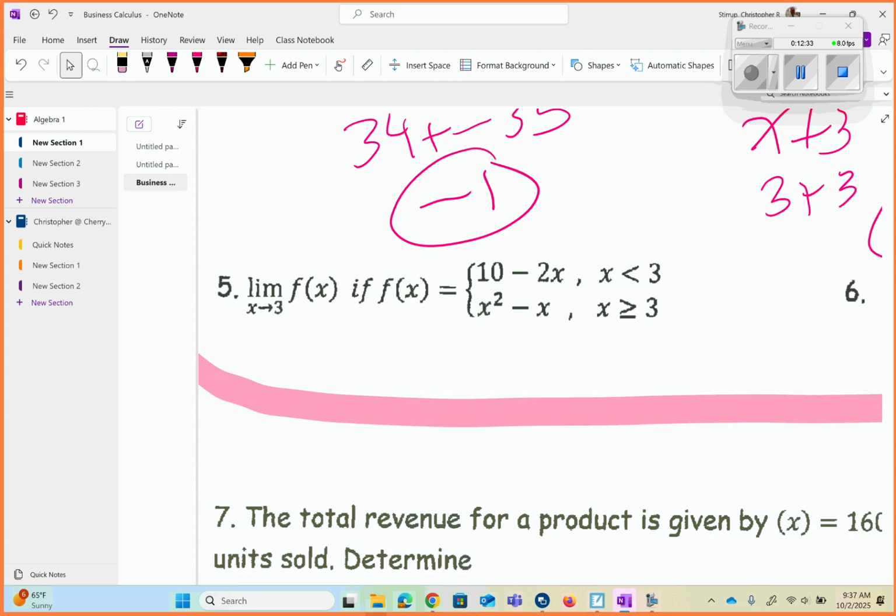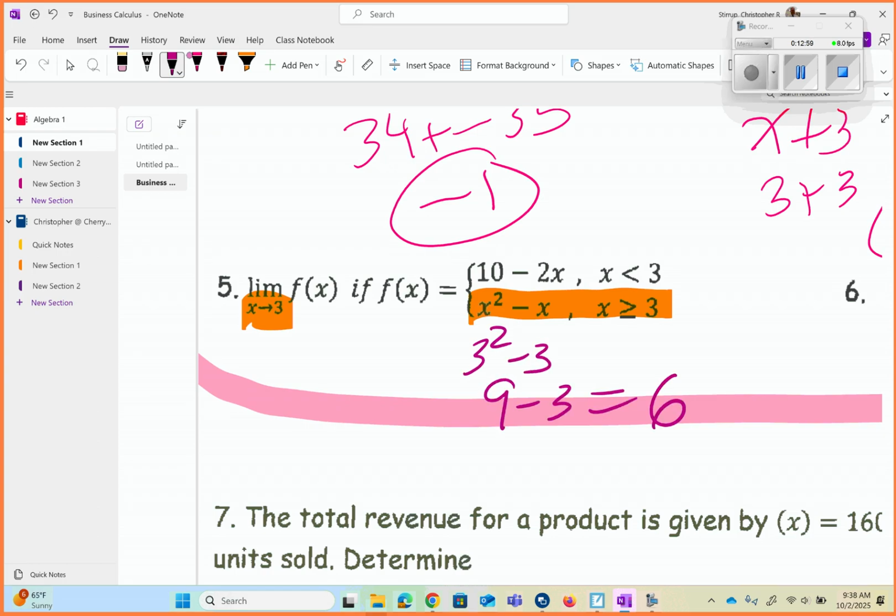This is what they call a piecewise function, meaning you have two different graphs that you're representing. One of them are values that are less than 3, and one are values that are greater than 3, but also equal to 3. So on this particular problem, you're going to utilize this one down here for 3. And so what you can do here is you can just directly plug it in. So you're going to get 3 squared minus 3, which is 9 minus 3. So this answer would just come out to 6.